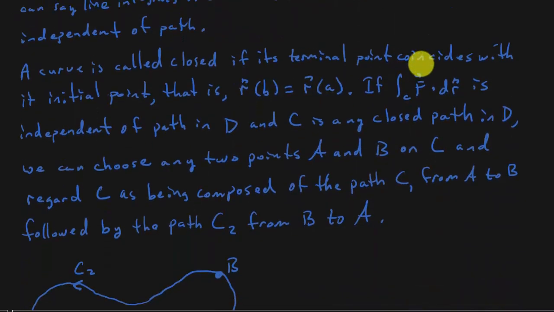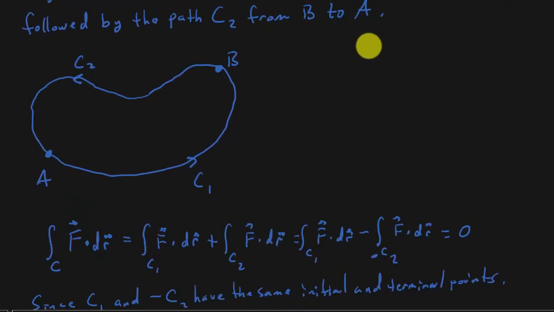It says a curve is called closed if its terminal point coincides with its initial point, that is, r of b is r of a. If the integral over C of F dot dr is independent of path in D and C is any closed path in D, we can choose any 2 points A and B on C and regard C as being composed of the path C1 from A to B followed by the path C2 from B to A. And here you have it.